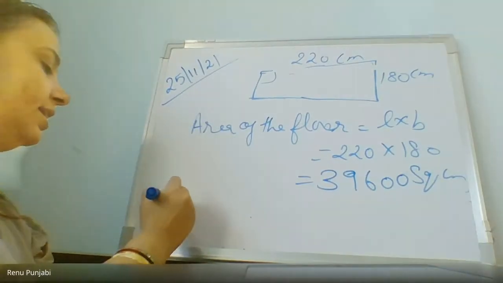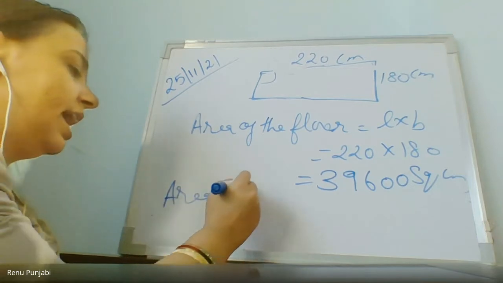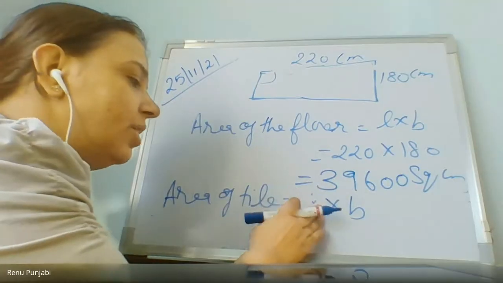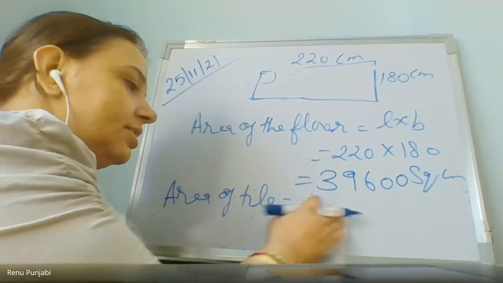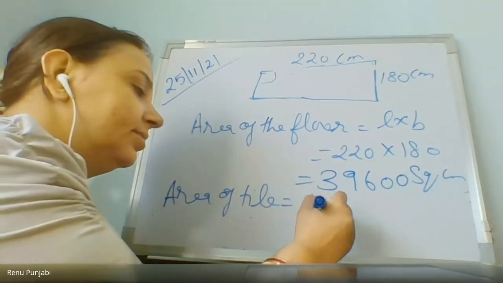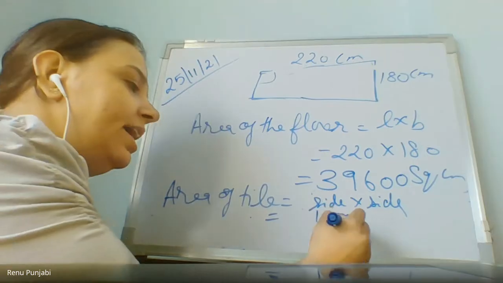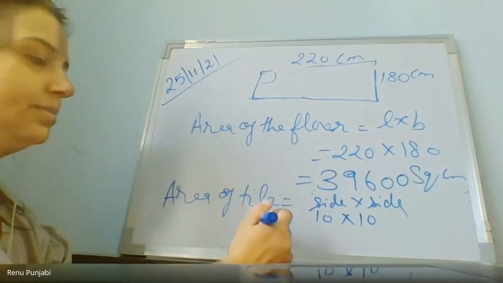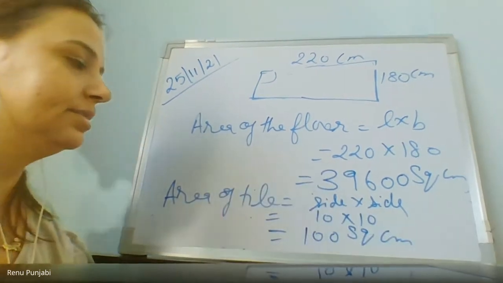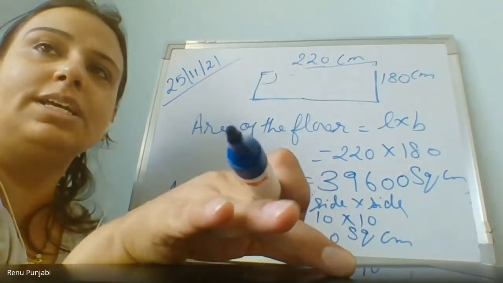And the area of a tile is equal to length into breadth. Side by side. It's a square, no? Yes, ma'am. Side into side. 10 times 10, which will be 100. 100 square centimeter. Clear everyone? This much is clear to you all?